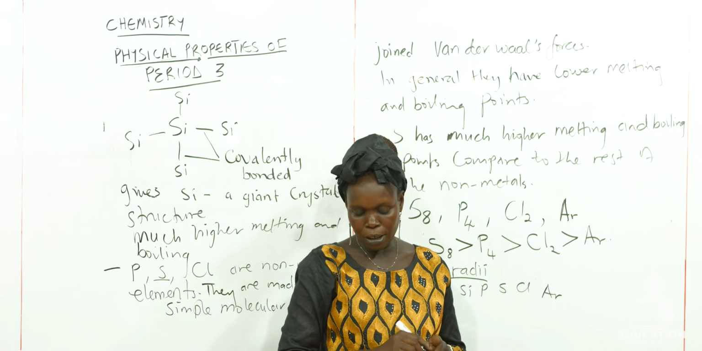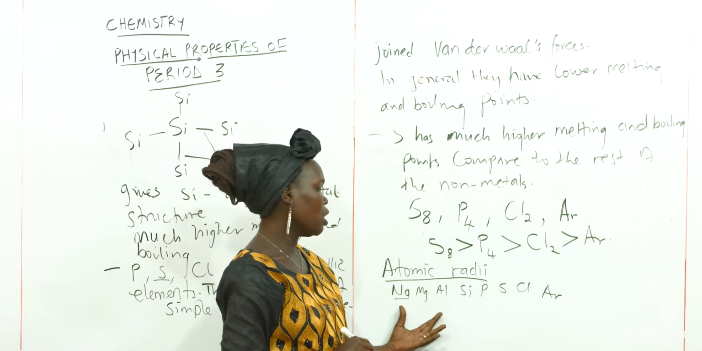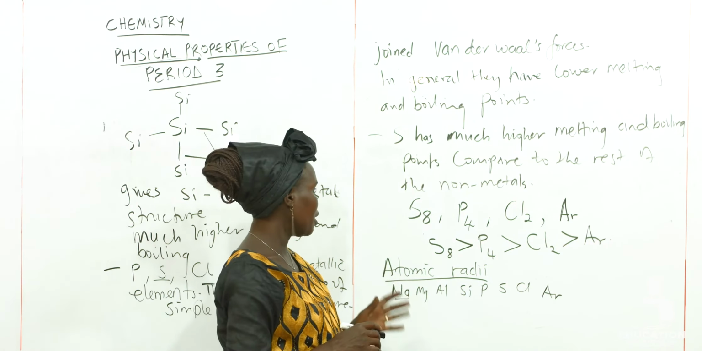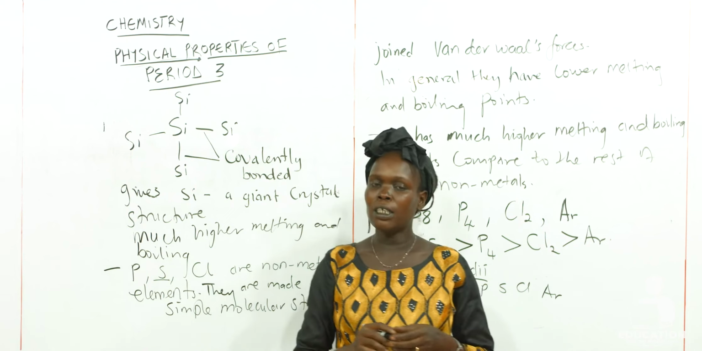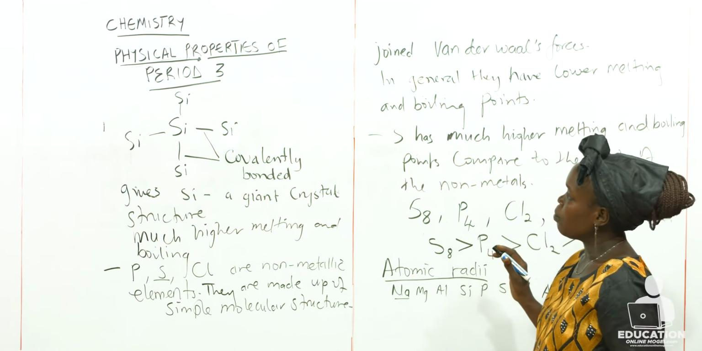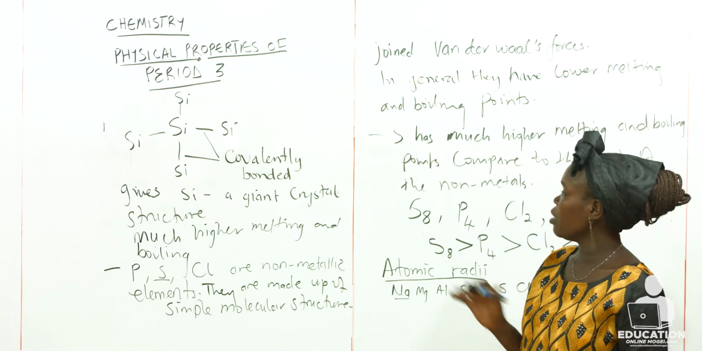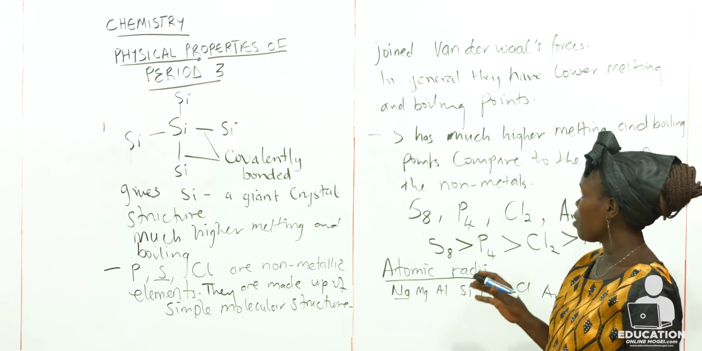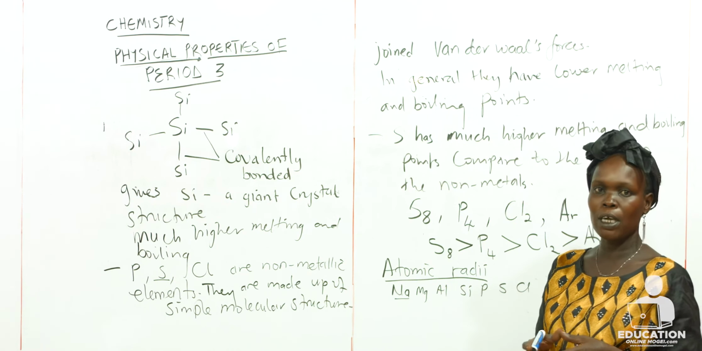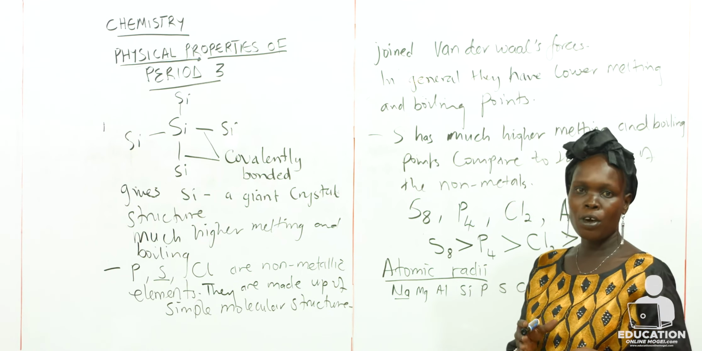So what makes the atomic radius decrease? It decreases due to the increase in the atomic number. We need to remember that the atomic radius, melting and boiling points, and the appearance of all these elements are considered to be part of the physical properties of period 3 in the periodic table. So we need to remember what happens when we move from sodium to argon, what happens with its radius, what happens with its melting and boiling point, and also what their physical appearance is.